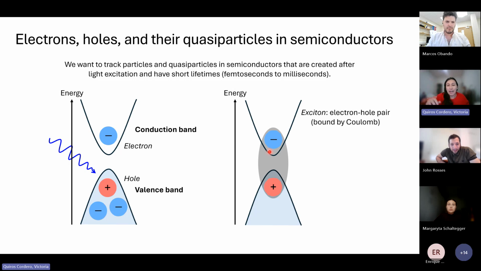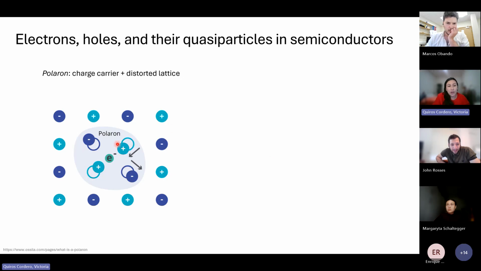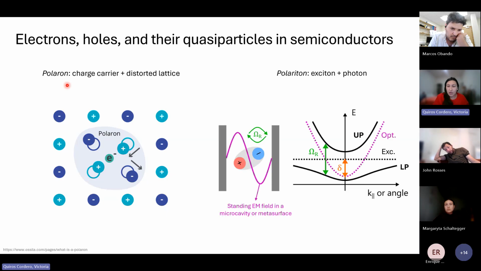This can become even more elaborate in solid-state semiconductors, where sometimes you can create a charge carrier that distorts the lattice like this. In this case, the electron attracts the positively charged ions around it and repels the others. When that electron moves around, it moves that lattice distortion with it. This is called a polaron. And we have a counterpart quasi-particle, where an electron and hole pair, or exciton, strongly couples with a photon that is confined in a microcavity or metasurface.